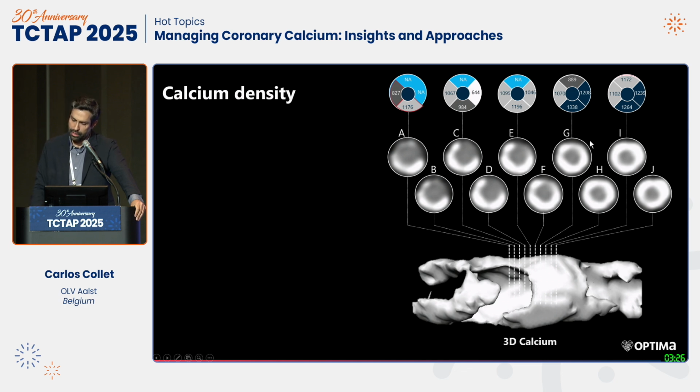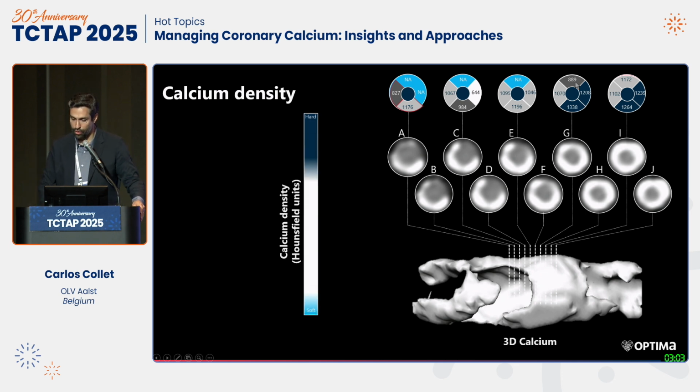realize, for example, that in cross-section G, this is not homogeneous calcium. This is calcium that is very dense here at 3 and at 6, and it's not dense at 12. So what I'm trying to say is that with CT, you can understand where the calcium is hard or soft. And I'll show you a few cases proving this concept.